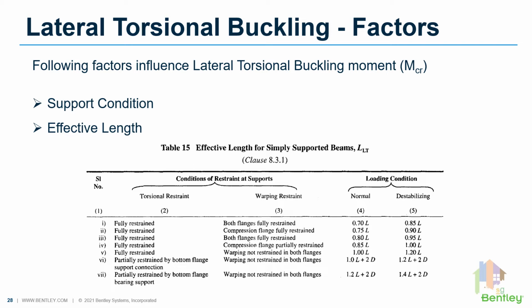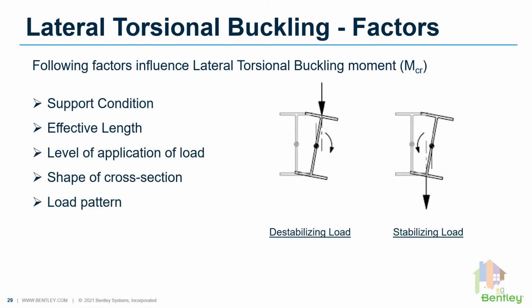Basically, the distance between the restraints is considered here. Also notice that two types of loading conditions are mentioned in this table. That is because lateral torsional buckling depends on the location of the applied load. If the load is applied above the shear center of the cross section, then it amplifies the torsional buckling effect, hence it is termed a destabilizing load. Whereas any load applied at or below the shear center tries to reduce the susceptibility of the section to the effects of lateral torsional buckling.